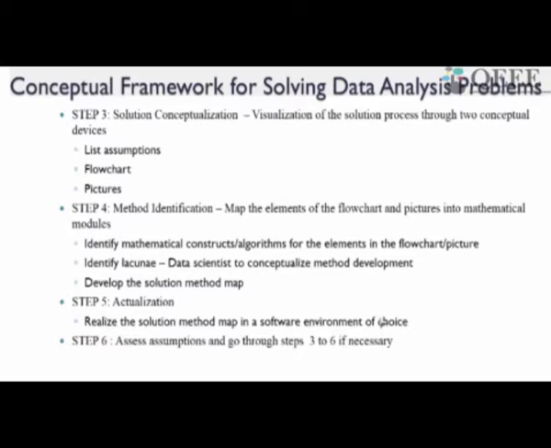Once you get the results, as we mentioned in the simple linear regression problem, we need to assess your assumptions, and if you are okay with the accuracy of your model, you will stop. Otherwise, you will go back to your assumptions in step 3, change your solution conceptualization, and accordingly choose your methods and apply it again. That means we are repeating steps 3 to 6 if necessary. You go through this iterative procedure until you obtain the solution for the problem to a satisfactory level.